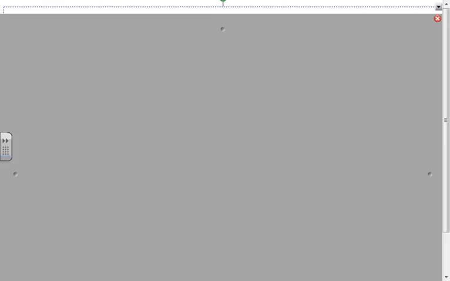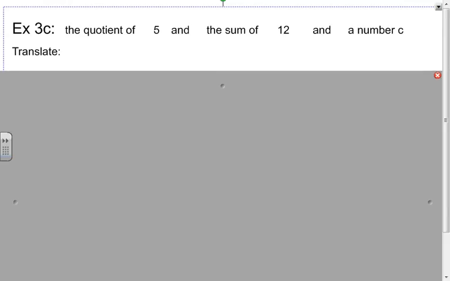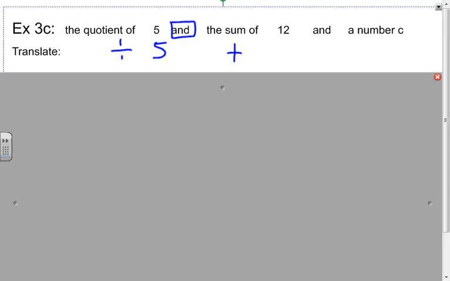One more example of this type of problem. The quotient of 5 and the sum of 12 and a number c. Quotient of is division. The number 5, there's and. Sum of is plus. Then we have 12. There's another and a number c, which is my variable. Quotient of is matched with the word quotient, so we have to move the symbol to where and is. Of is matched with sum, so we have to move that symbol to where and is.